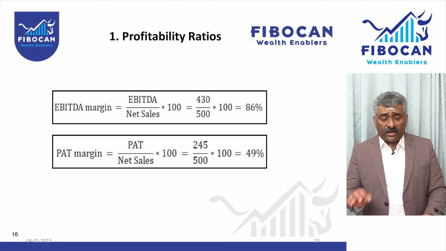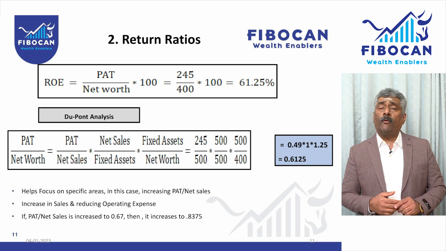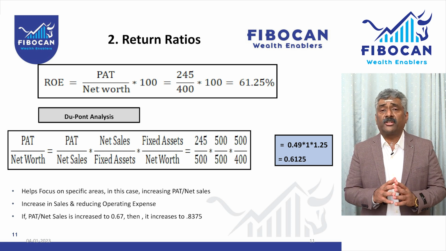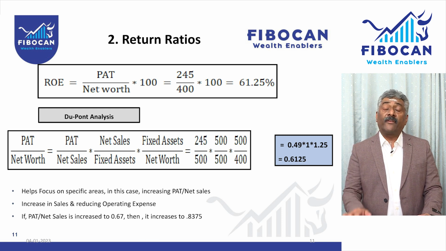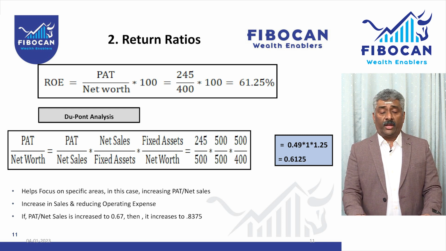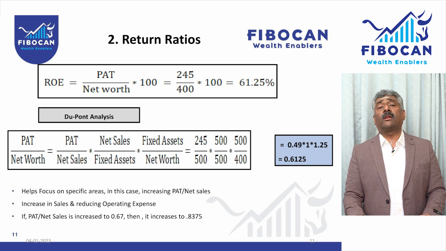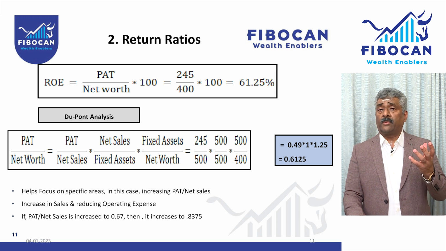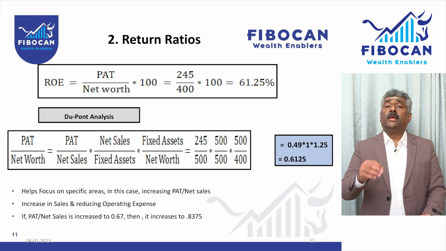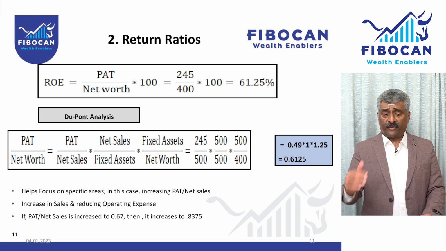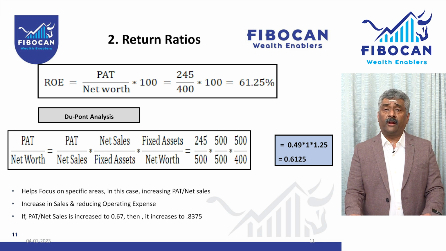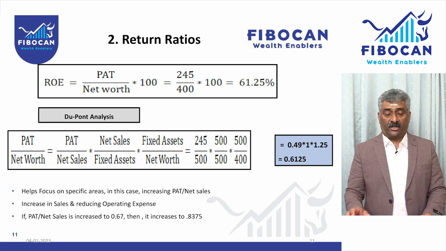Simple. So the profitability ratio tells us how profitable the business is, but the return ratio tells how effectively the rupee, or the dollar, is deployed. First is return on equity, also called return on net worth. Why? Because net worth is equity capital plus reserves and surplus. It is PAT by net worth into 100, equal to 245 by 400 into 100, 61.25%. So that is the return on net worth.